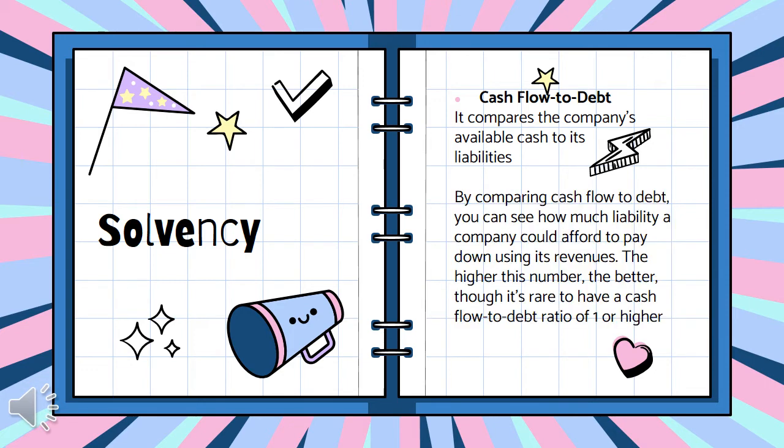The cash flow to debt ratio is generally calculated using a company's operating cash flow, which is the cash it generates from its most important revenue generating activities. By comparing cash flow to debt, you can see how much liability a company could afford to pay down using its revenue. The higher this number, the better, though it's rare to have a cash flow to debt ratio of 1 or higher.